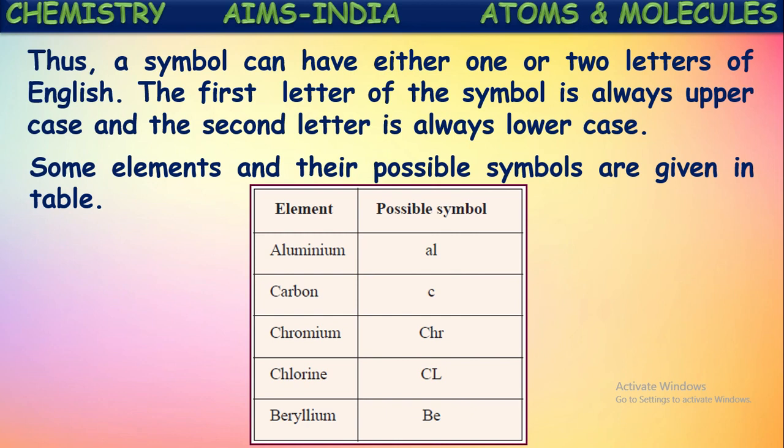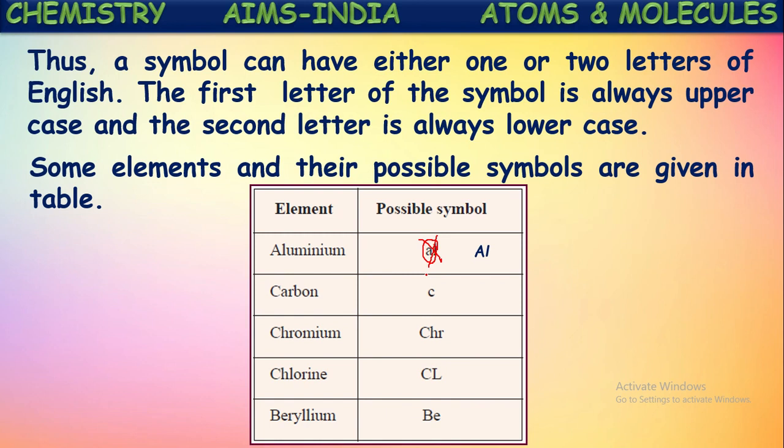But here, one of the rules proposed by J.J. Berzelius is that if there are two letters in the symbol, the first letter should be written in uppercase and the second one in lowercase. See here, AL, how it is mentioned, both are taken as uppercase letters. So this is an incorrect symbol for aluminium. What will be the correct symbol? It is capital A, small l.